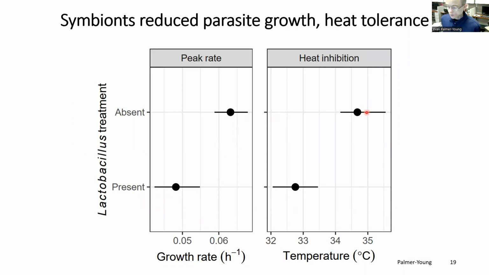The symbionts also reduce the temperatures needed to inhibit parasite growth rate to half of its peak value, a measure of the parasite heat tolerance shown in this right panel. Now, although this change was less than 2 degrees, that difference could be quite biologically significant, since the presence of this lactobacillus could then essentially preclude the ability of parasites to grow at these 34 to 35 degree temperatures experienced by newly emerged bees. Whereas in the absence of symbionts, parasites might be able to handle those temperatures.